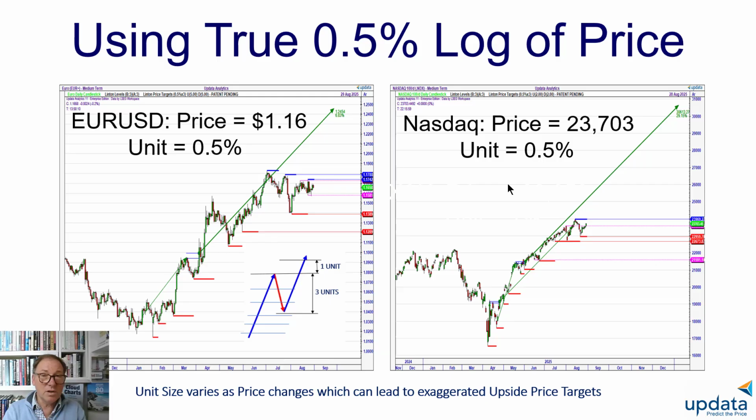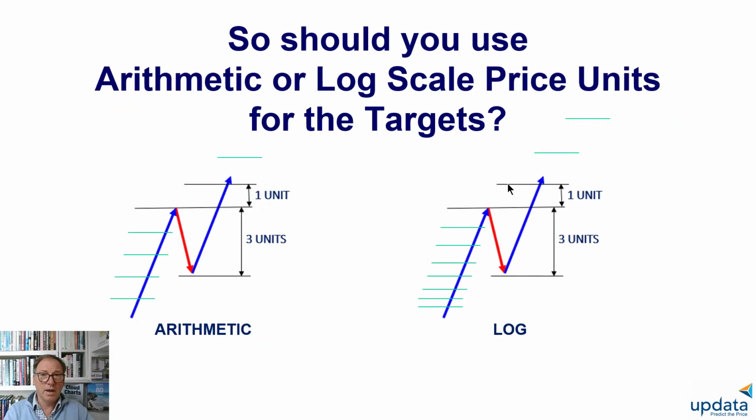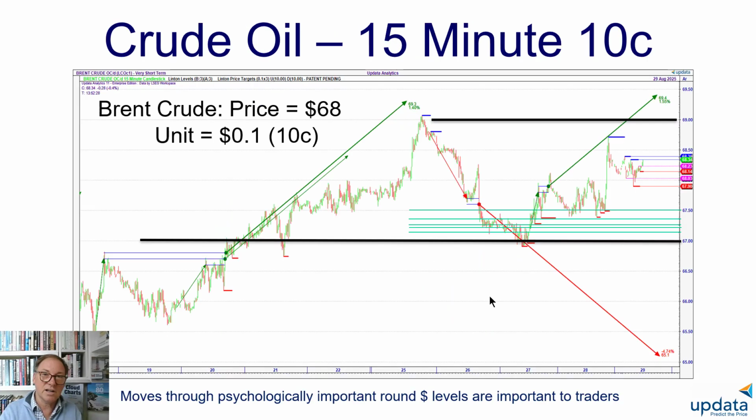Now, there is a bit of intelligence on arithmetic boxes which will try and find the nearest box size, but I use log. And the interesting thing about log scale charts is the targets can be a little bit exaggerated to the upside because the unit size is getting bigger and bigger in percentage terms as you go up. But interestingly, to the downside, the unit size is getting smaller and smaller. So upside targets will be exaggerated and downside targets will be less exaggerated.